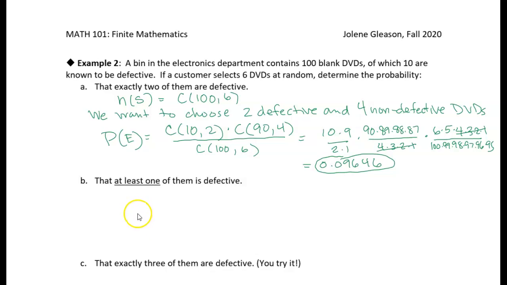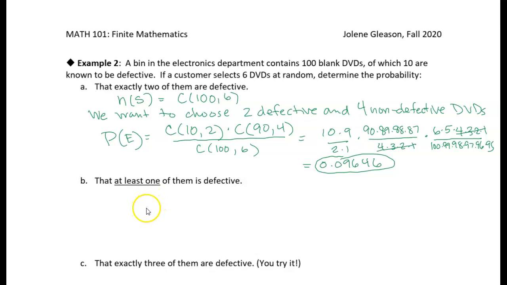We want to know what's the probability of getting at least one defective. Okay, so when we say at least one, we're choosing 6 DVDs, so at least one is 1 or 2 or 3 or 4 or 5 or 6. Now, I could calculate all of those cases, the probability of the number of ways to get exactly 1, exactly 2, exactly 3, exactly 4, exactly 5, exactly 6. That's a lot of work.